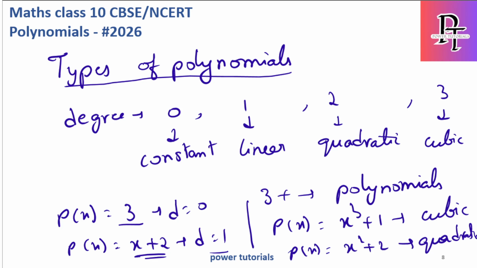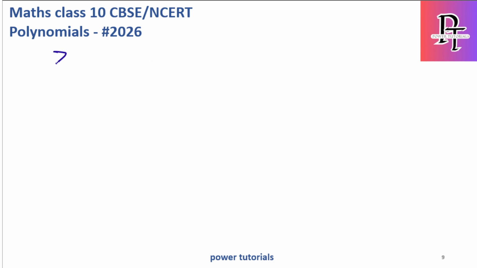Okay, then we are going to cover the next topic of this chapter, which is called zeros. Zeros of polynomial.